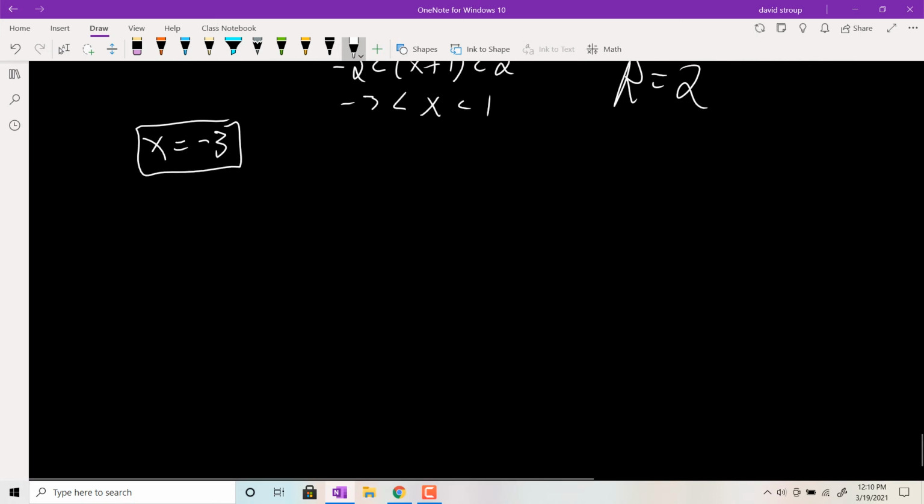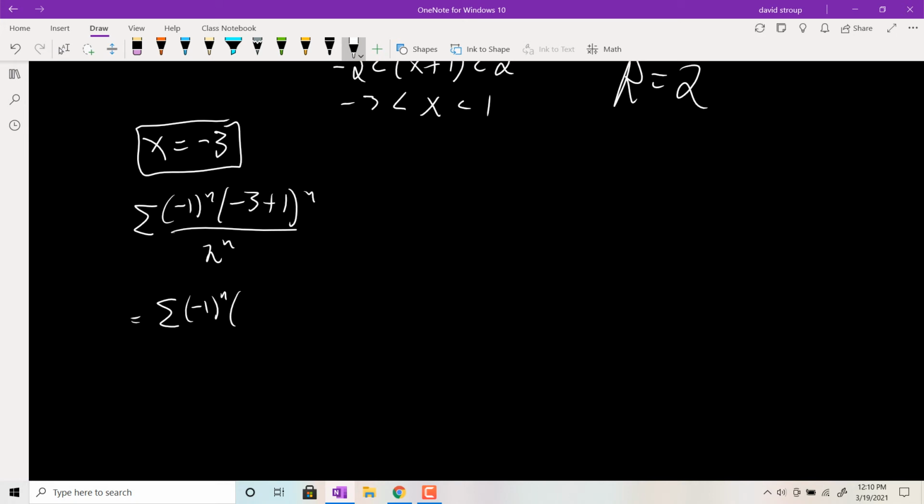So I take -3 and I dunk it into my original summation. So I have (-1)^n times (-3+1)^n all over 2^n. And then I can simplify a little bit. So this is the sum of (-1)^n times (-2)^n all over 2^n. Okay. And then you could rewrite this as a sum of (-1)^n times, well, what is (-2)^n? It's really the same as (-1 times 2) all raised to the nth power.